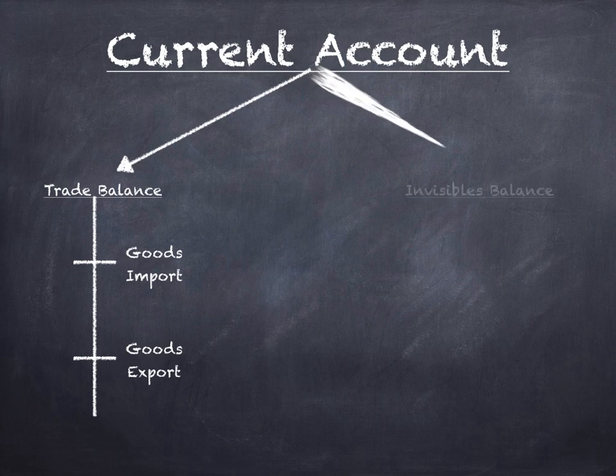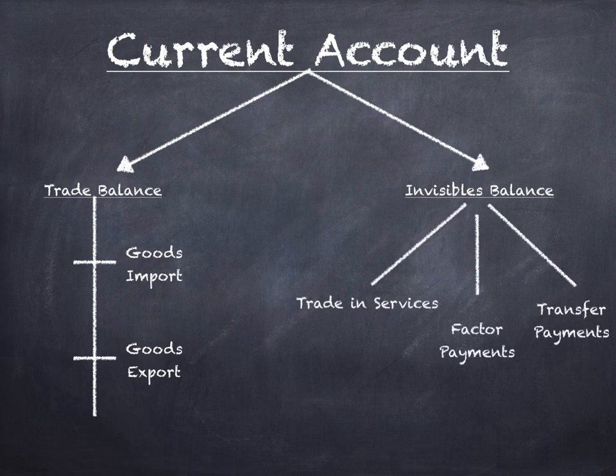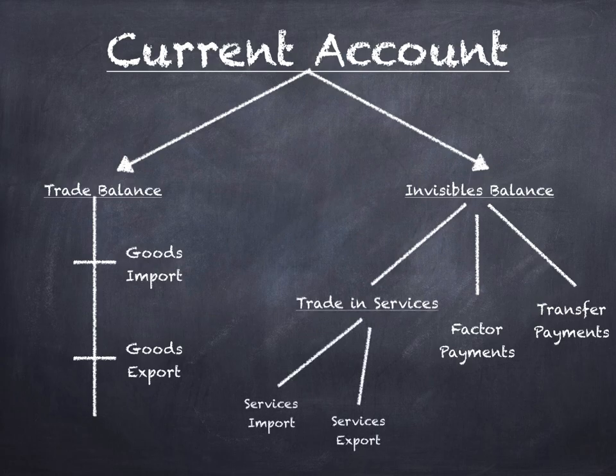The other constituent of current account is invisibles balance. Now, what is included in this invisibles balance? Now, as we all know that trade in goods is noted down in trade balance. Trade in services would be noted down in invisibles balance. Now, why do we call services as invisibles? Because goods are tangible. You can touch and feel them. But services are kind of invisible, right? So that is why we include trade in services. That includes export and import of services in invisibles balance. So trade in services would include services import and services export.